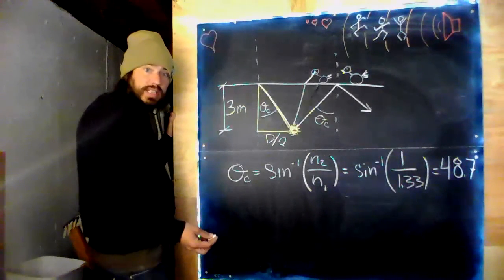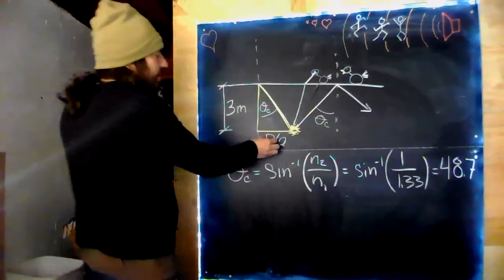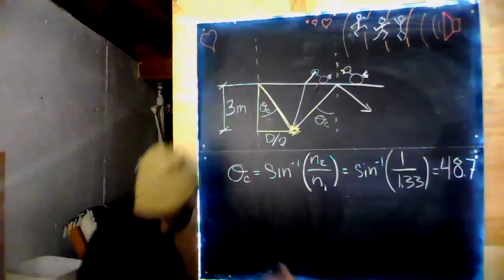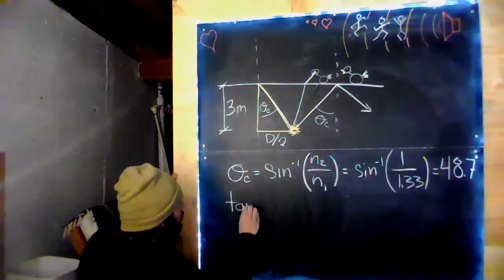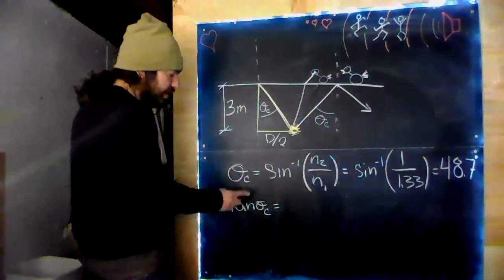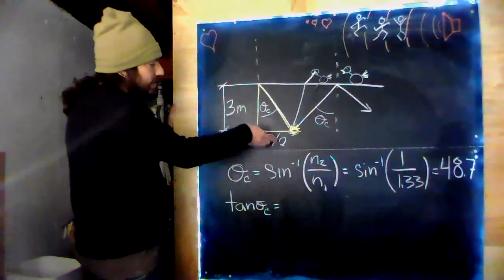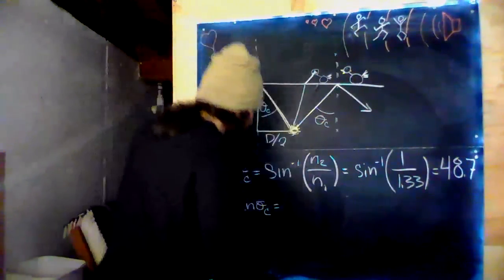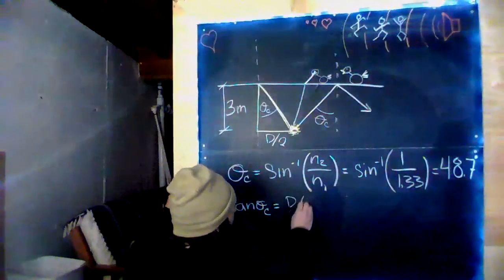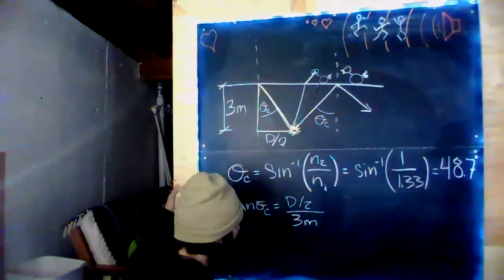And so I'm almost done now. I can just set up a trigonometry problem. We have opposite and adjacent, so I can write that the tangent of theta critical is opposite over adjacent. Opposite is d over 2. Adjacent is 3 meters. So this is d over 2, over 3 meters.